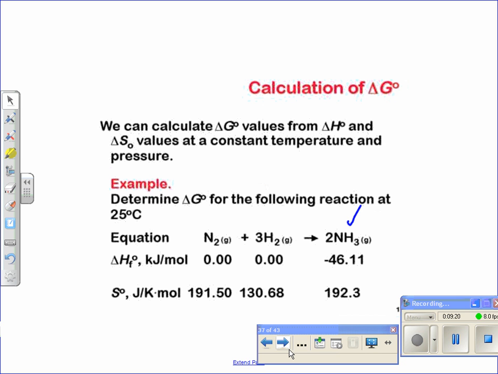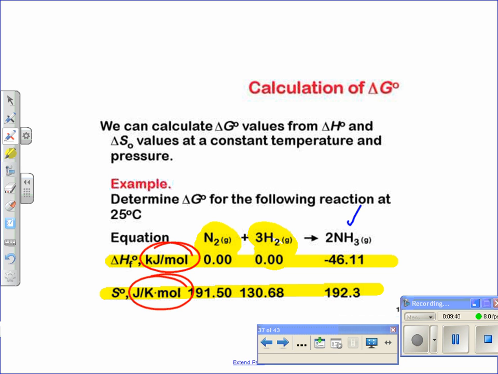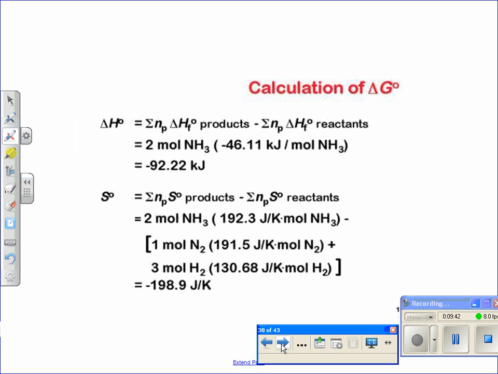So if you look right here, calculate the delta G. I'm given H values. Notice the elemental values are 0. I'm given S values. Everything has an S value. If you notice, the units for H and S are different, kilojoules and joules, and we'll have to make an adjustment. So when we go to do this, products minus reactants, you should end up with a negative 92.22 kilojoules for delta H. Delta S, we end up with a negative 198 joules per degree Kelvin.